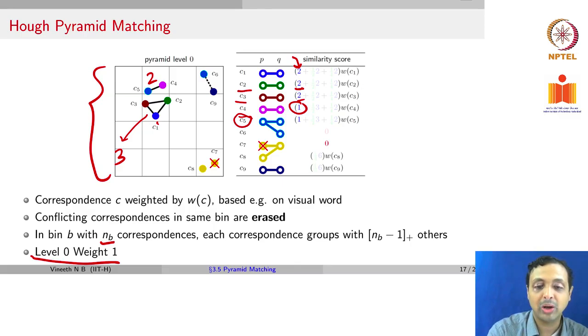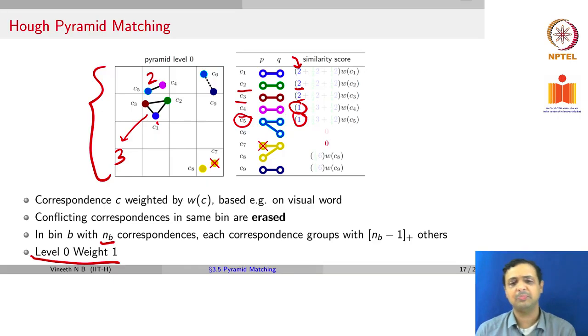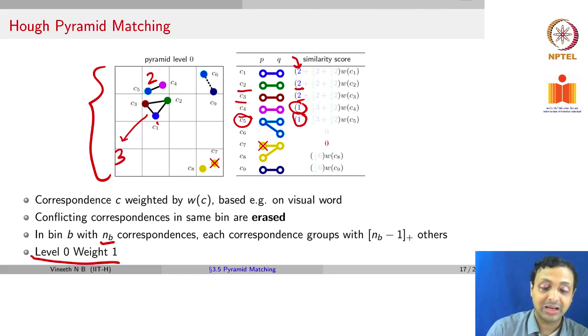For C5 you have 1 new correspondence in that bin, so you put a 1, and so on. You see that for C6, C7, C8 and C9 there are no new correspondences. You assume now that C9 belongs to the next bin, so it doesn't correspond there, so you're not going to count that here. Those are the similarity scores that you're going to have for this level.